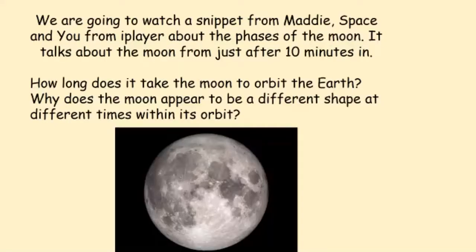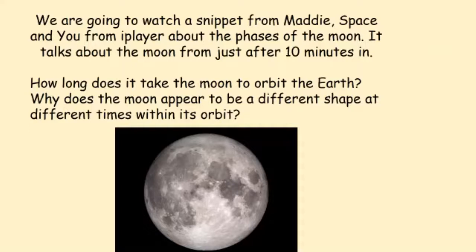So we're going to watch a snippet from Maddie, Space and You from iPlayer, which you are very welcome to watch if you have iPlayer on your television or your computer. And this one is about the phases of the moon. It's actually the second episode. There are about 5 episodes in the series. All of them I'm sure are very good, but this one really deals with what we're looking at. It talks about the moon from just after 10 minutes in.